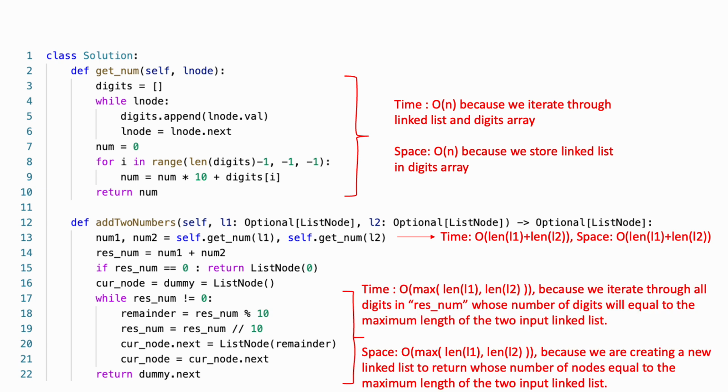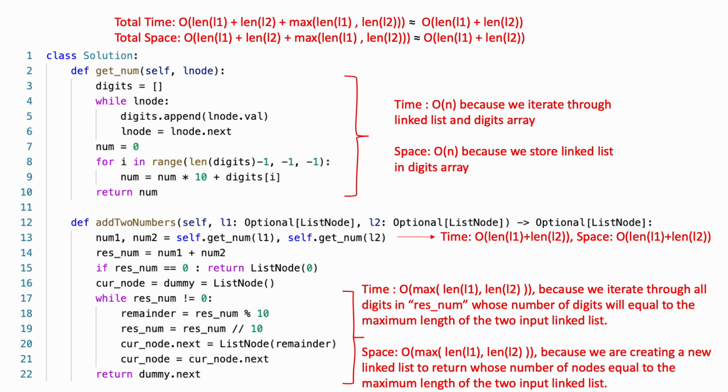The time complexity of the while loop is O of max of length of L1, comma, length of L2. This is because we iterate through all the digits in restNum, whose number of digits will be equal to the maximum length of the two input linked lists. The space complexity is also the same, O of max of length of L1, comma, length of L2. This is because we are creating a new linked list to return whose number of nodes will be equal to the maximum length of the two input linked lists. The total time would be O of length of L1 plus length of L2. The total space complexity would be O of length of L1 plus length of L2.